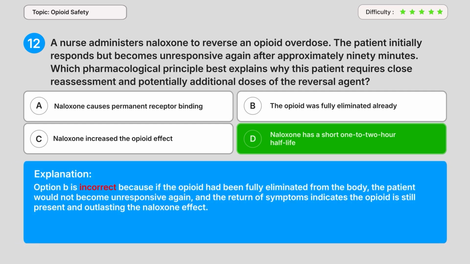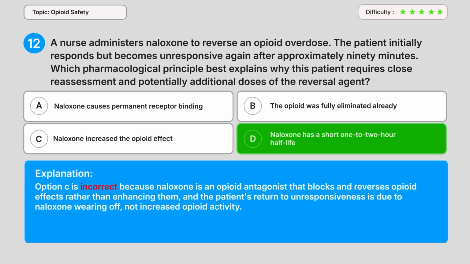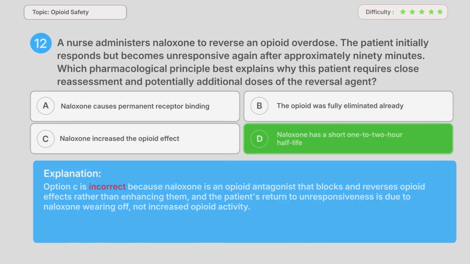Option B is incorrect because if the opioid had been fully eliminated from the body, the patient would not become unresponsive again, and the return of symptoms indicates the opioid is still present and outlasting the naloxone effect. Option C is incorrect because naloxone is an opioid antagonist that blocks and reverses opioid effects rather than enhancing them, and the patient's return to unresponsiveness is due to naloxone wearing off, not increased opioid activity.